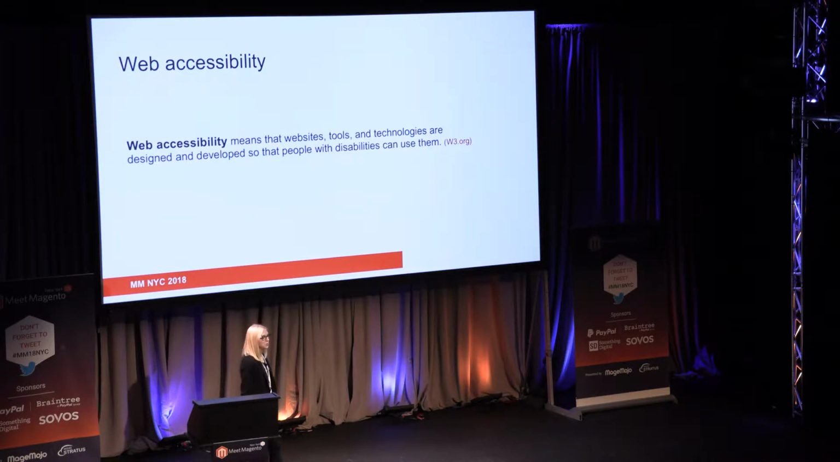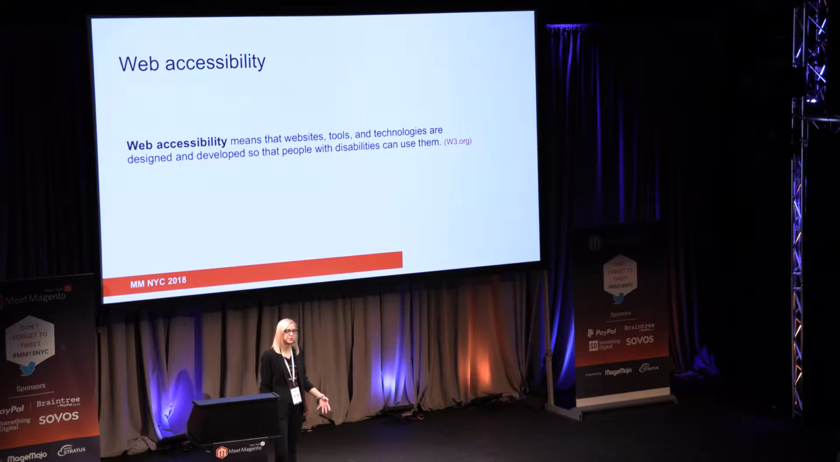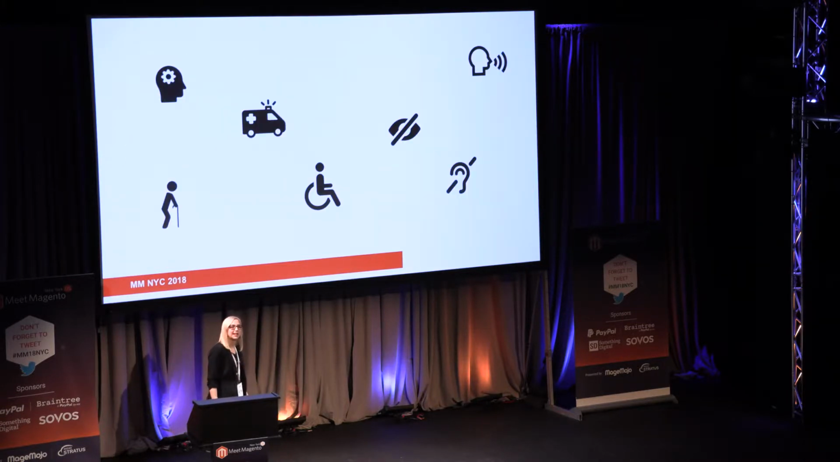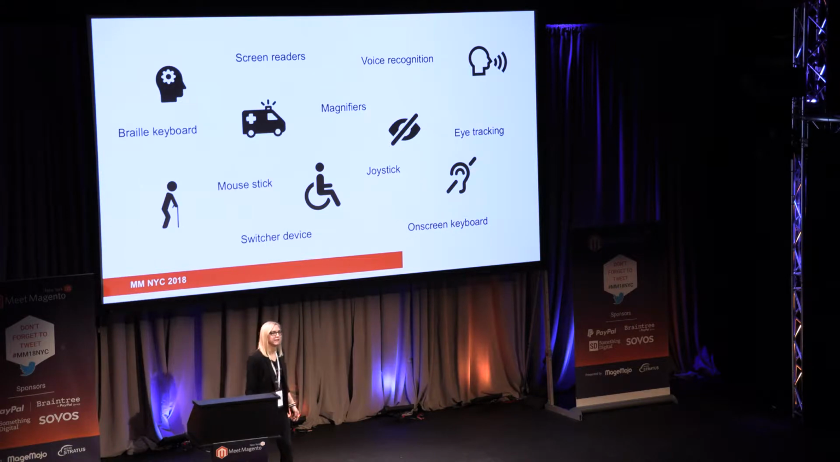Web accessibility means that websites, tools, and technologies are designed and developed so that people with disabilities can use them. People with disabilities have special access needs for the web content. And we have to cover all cases of these special needs. We have different types of disabilities. We have vision impairments, and people use screen readers, magnifiers, or braille keyboards.